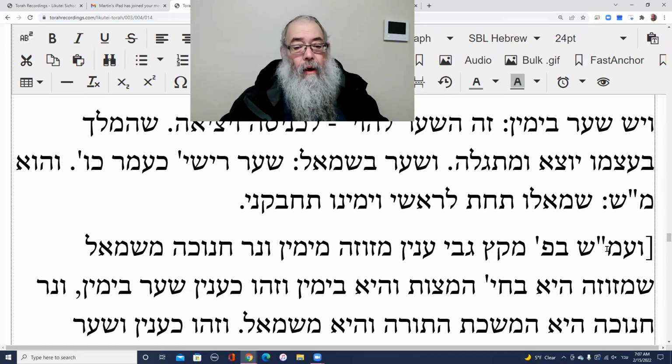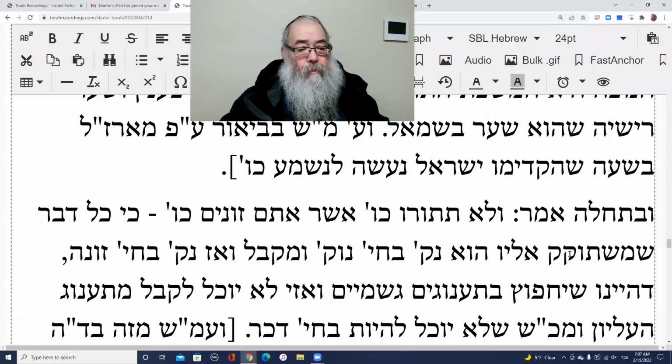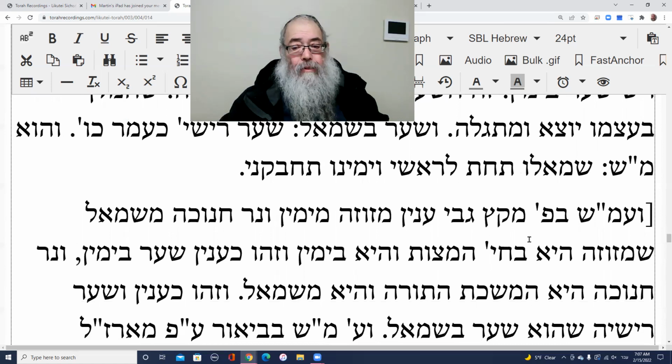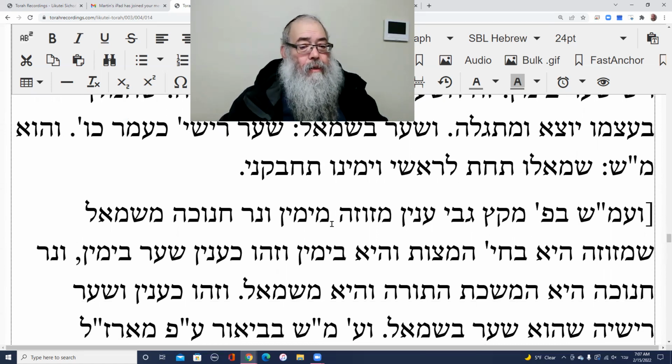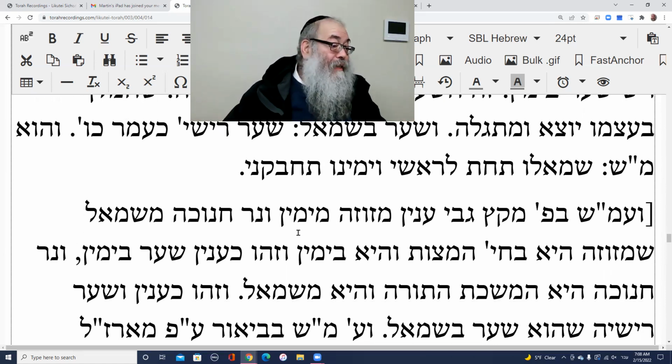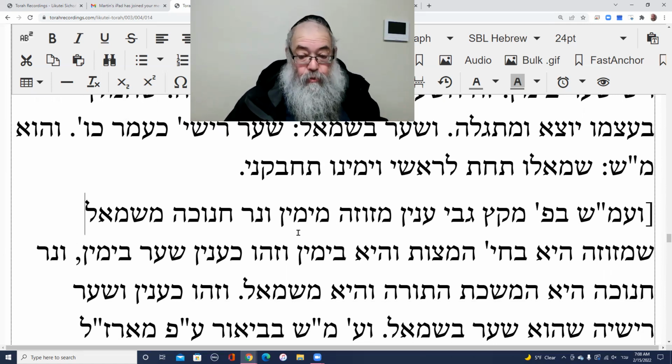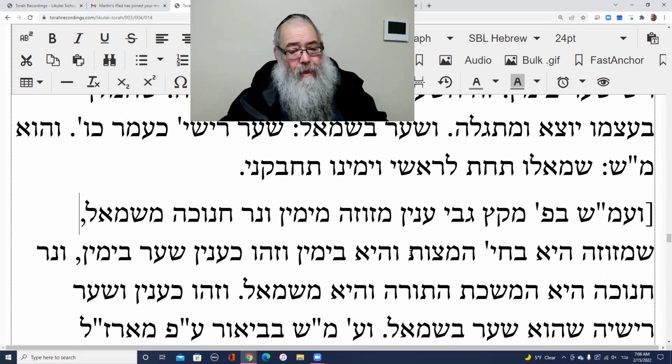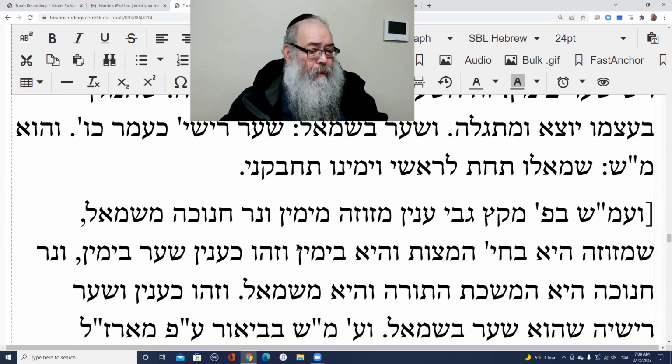These are the two things of "smolo tachas lerosh, vyemino techabkeini." Over there, in Parshas Miketz, he also talks about the mezuzah on the right and the Ner Chanukah on the left. So we're talking about the shin and the sar. So over there he explains mezuzah as the aspect of mitzvos. That's on the right side.